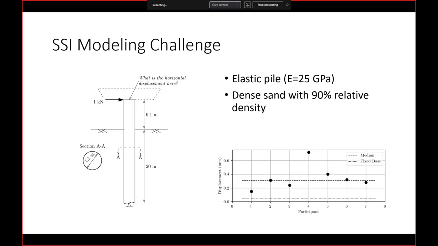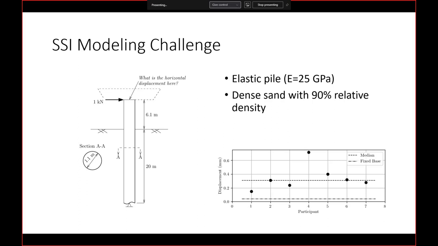And it gets even more dispersed when we look at SSI, soil structure interaction. So say we have an elastic pile, with a given E value, known diameter, these dimensions, small load here. And then dense sand, which is dense sand with 90% relative density, which my geotech colleagues tell me is all you need to know in order to model the soil. I still haven't quite figured out why that is, but I'll take their word for it.